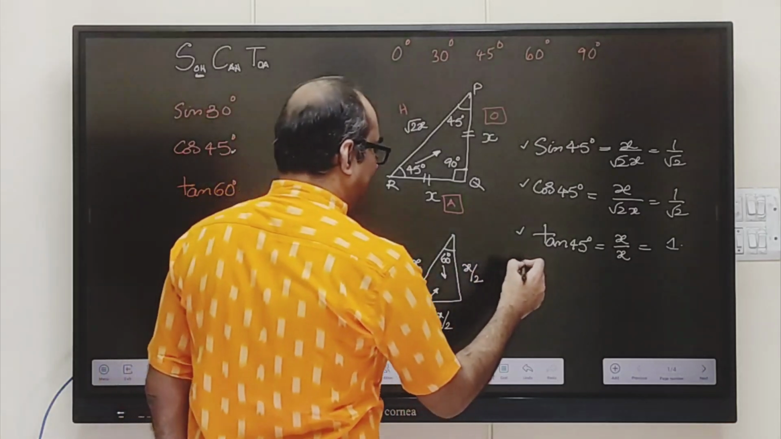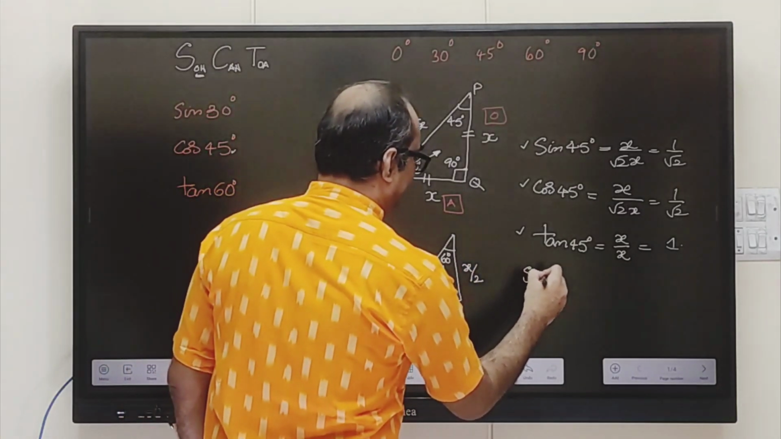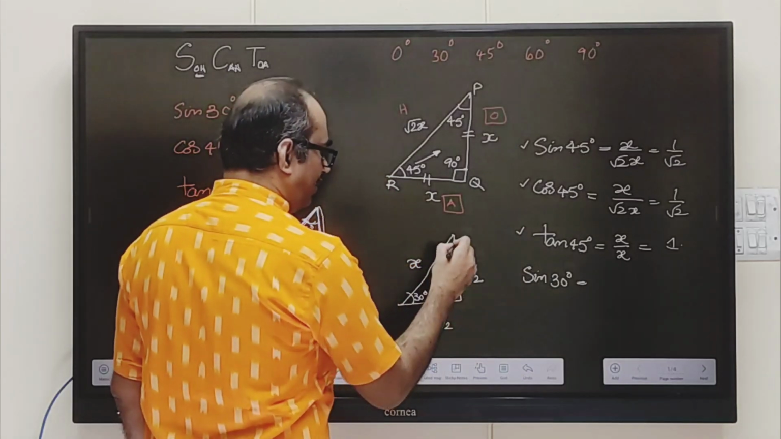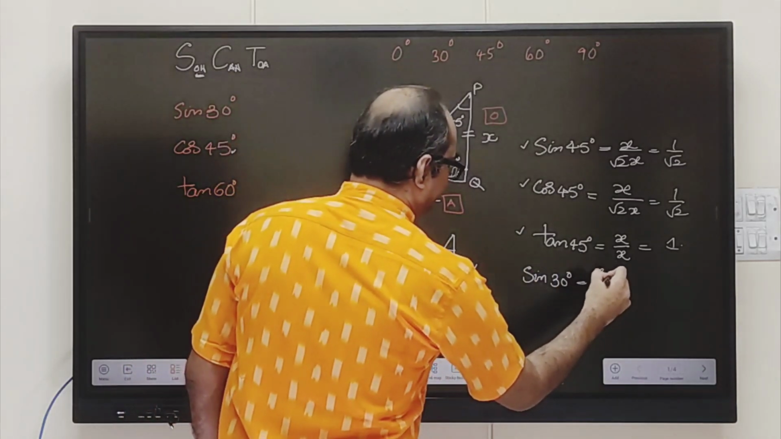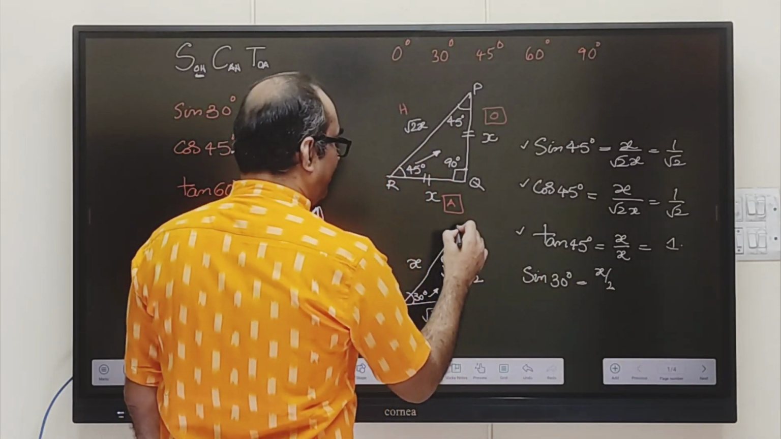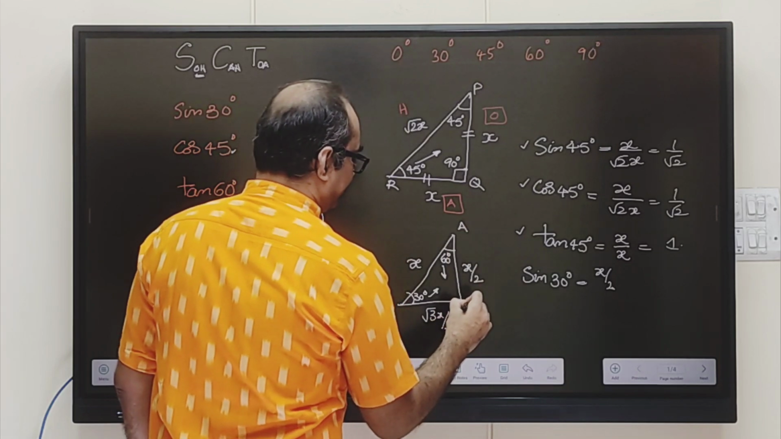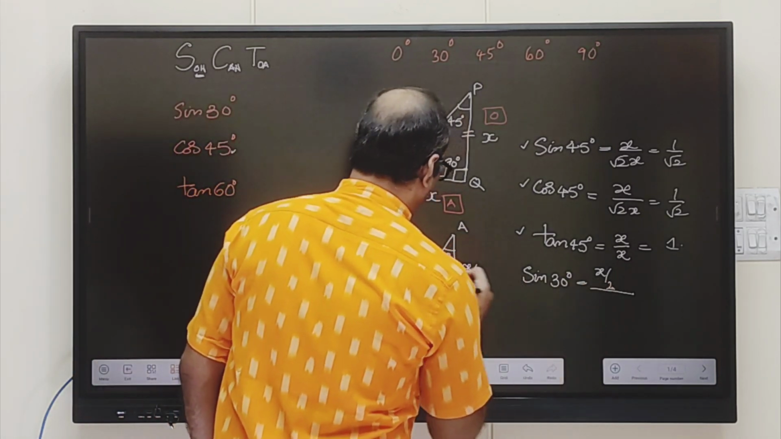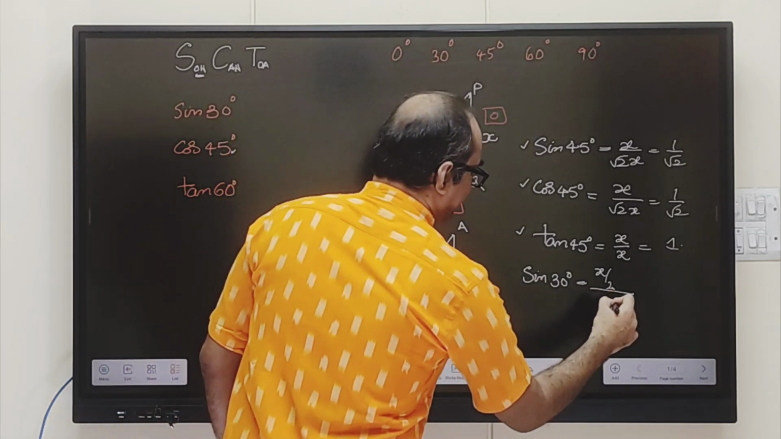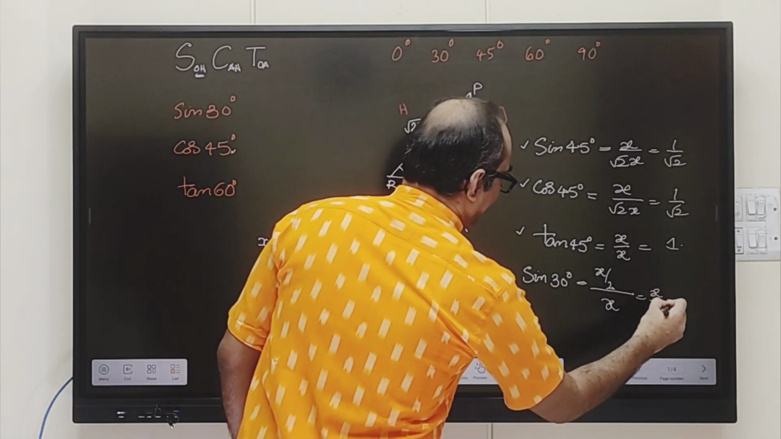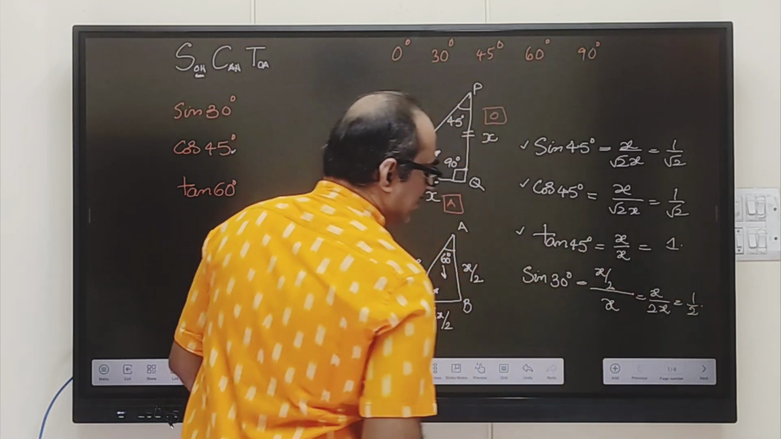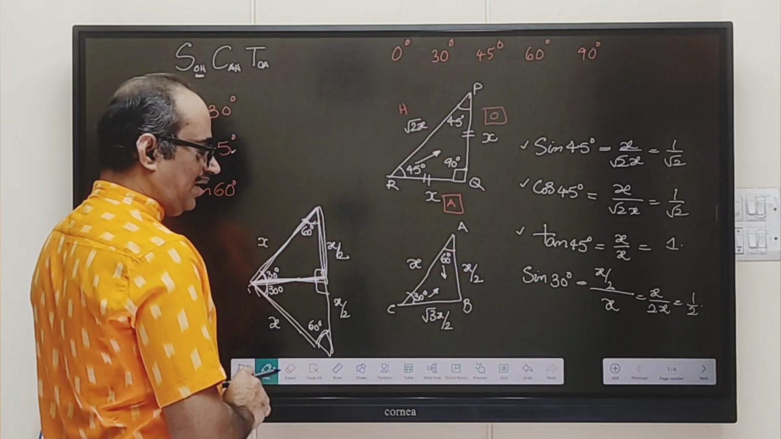Let us write down what is sin 30. Suppose I want sin 30. Sin 30 will be coming from my 30, opposite side will be x by 2. I haven't given any name, you can take any name for this. Opposite side divided by hypotenuse. What is our hypotenuse? x. So x by 2x it will be, and x will cancel out. You get 1 by 2. So sin 30 equals 1 by 2 we are able to get.